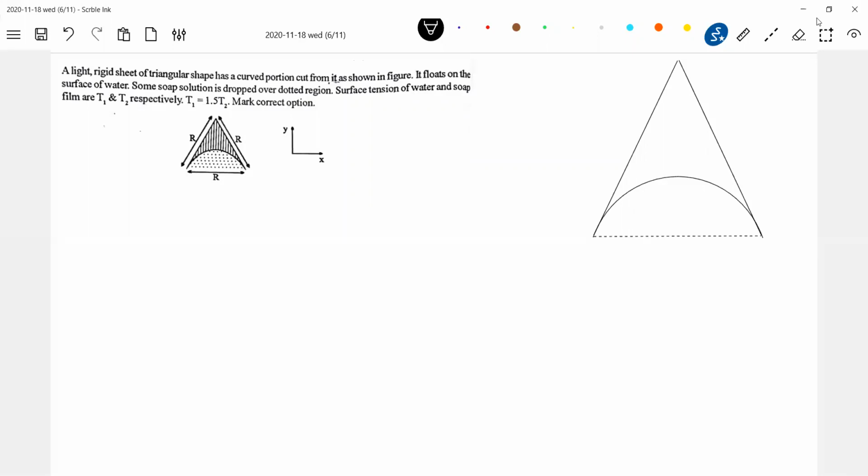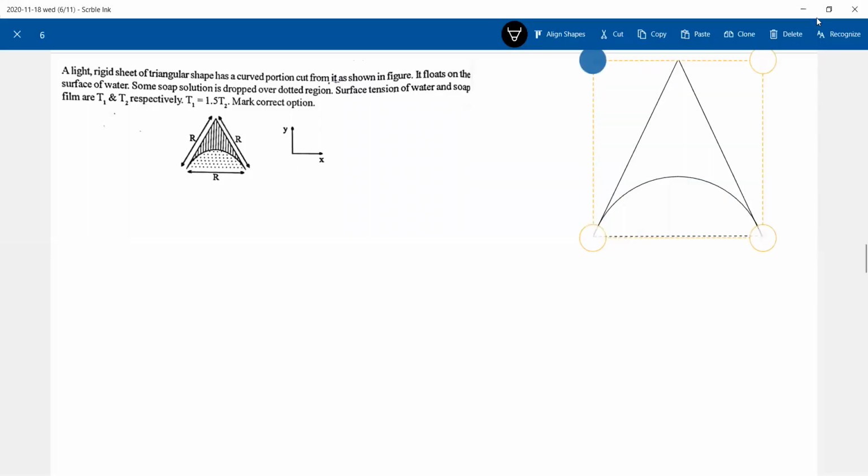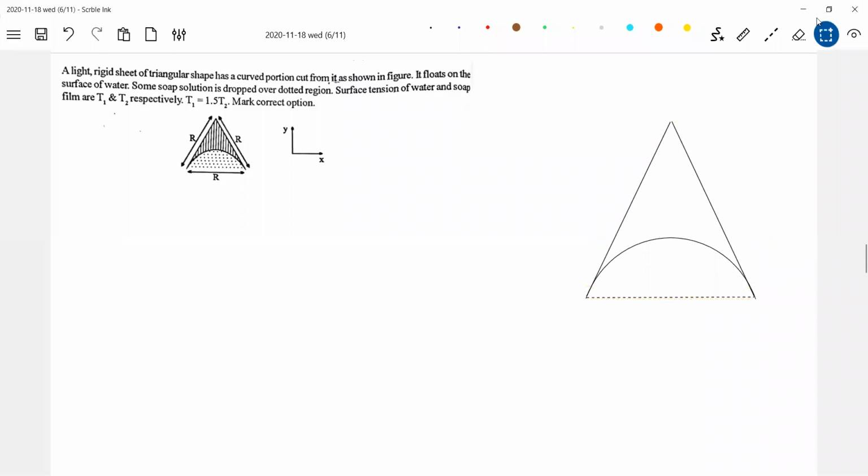Okay, let's show the forces that are acting. Everywhere liquid is present, and look at the nature of the liquid. Substitution of water and soap film. It flows on the surface when a soap solution is dropped over the dotted region. Here is where the soap solution is.